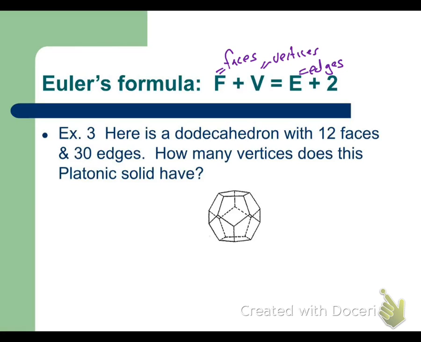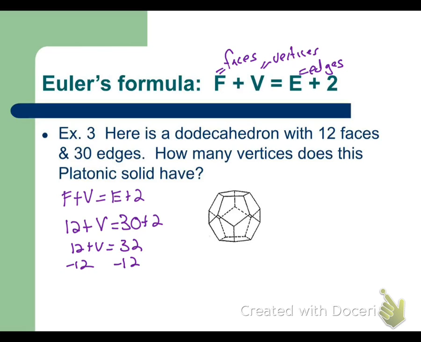So what we want to do is use our formula F plus V equals E plus 2. Give me 1 second. Let's erase that. How many faces do I have? Yep, I have 12 plus V equals 30 plus 2. Combine my like terms. That gives me 12 plus V equals 32. Subtract 12. V equals 20.